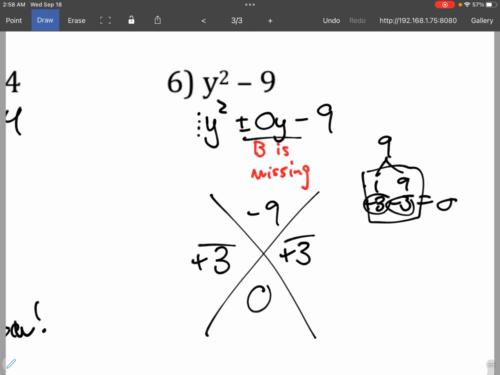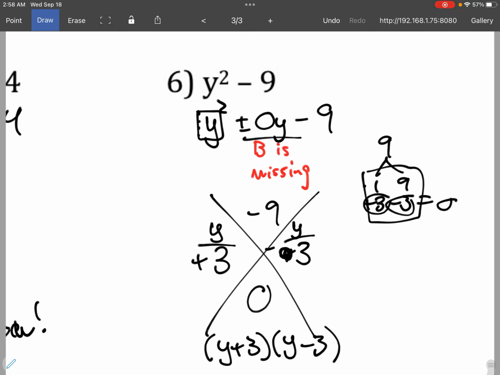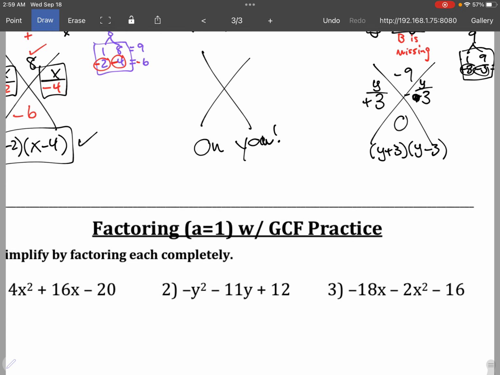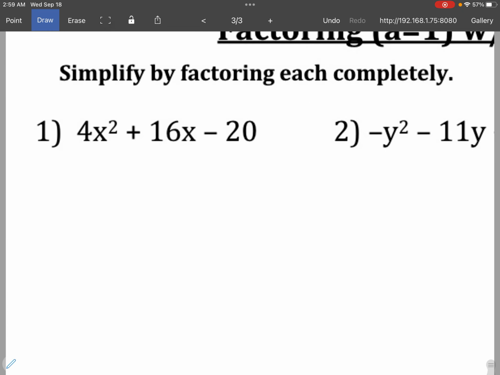So for my final answer, I combine it with a y, which is my first term, not including the square. Y plus 3, y minus 3. Again, this is a video, so feel free to pause.